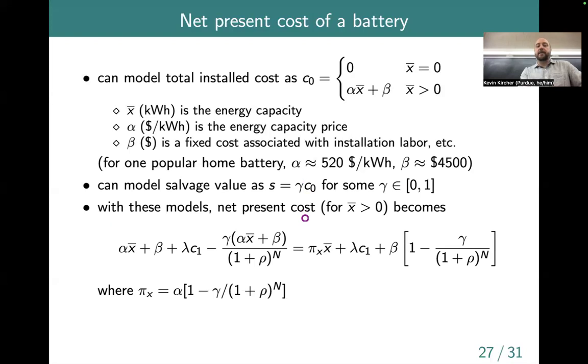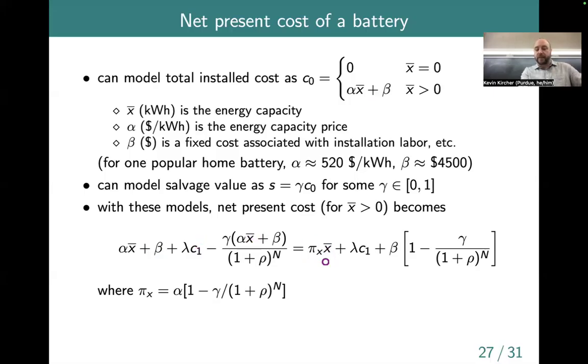with this model, in the case where we're actually putting in a battery, so the capacity is strictly positive, we can write out this term here. We have our lambda times our recurring annual cost or revenue. And then we have our initial cost here, which is following this affine model. And you can reformulate that a little bit, basically do some algebra, factor out the energy capacity, x bar, which shows up both in this term. And then the betas we can factor out and stuff like that.